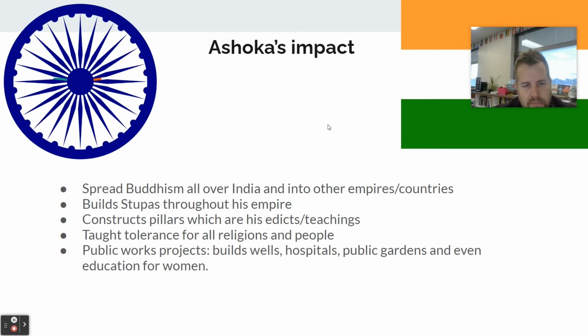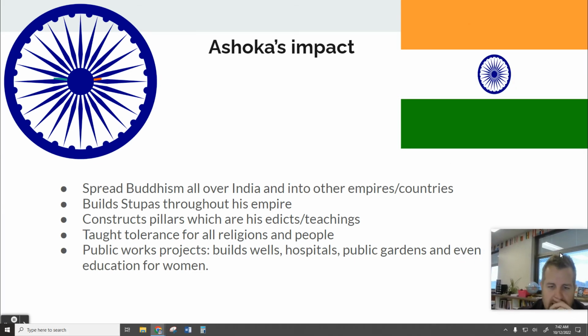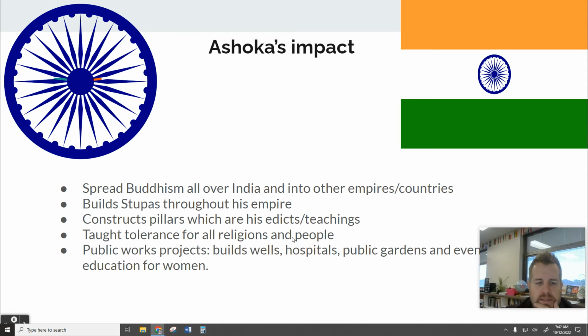Ashoka's impact: spread Buddhism, built stupas throughout the empire, which are temples, constructed pillars, which reflect the teaching, kind of universal law that he wants everybody to follow. Taught tolerance for all the religions. Remember that Hinduism also sprung up in India too. Ashoka didn't get rid of it, which is kind of a unique trend for rulers, especially in Europe and India.